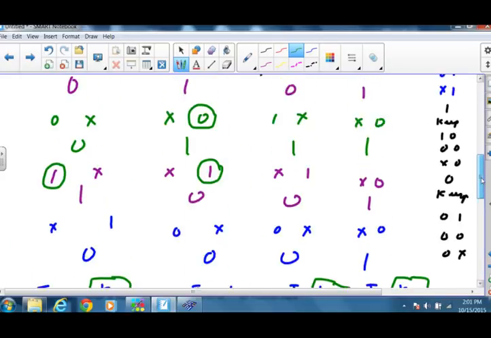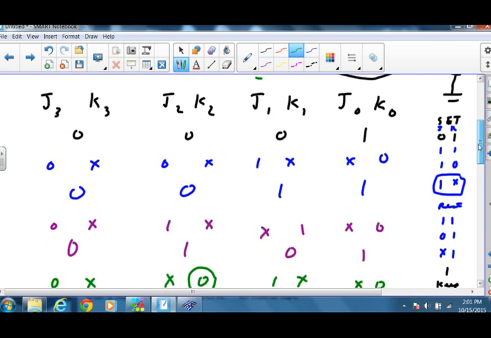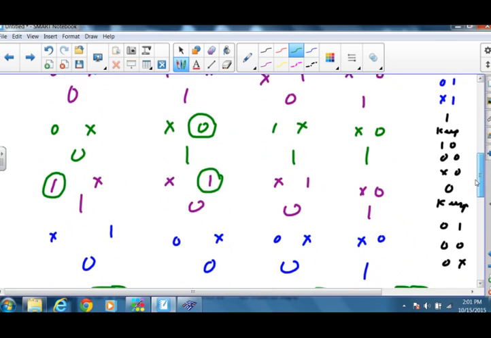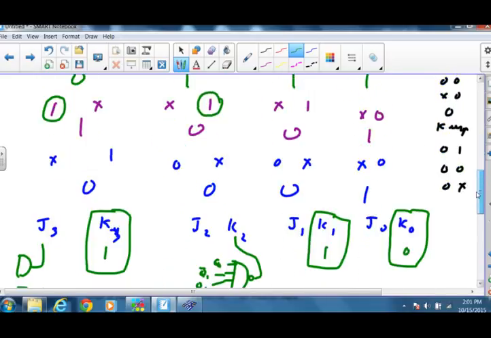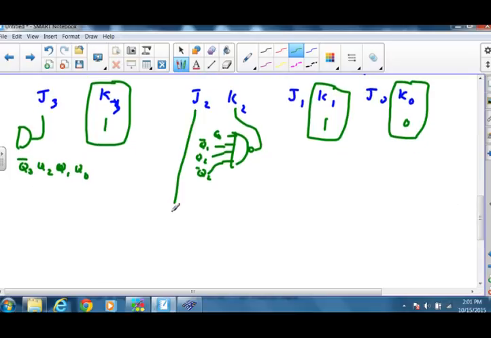Okay, now, J2. I need a 1, and I can have a 0 every place else. So I'm going to decode a 3. So this guy here, I'm going to have Q3 not, Q3, Q2 not, Q1, Q0, which is a 3, and I'm going to use an AND gate to do that.